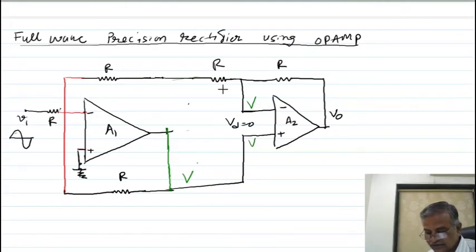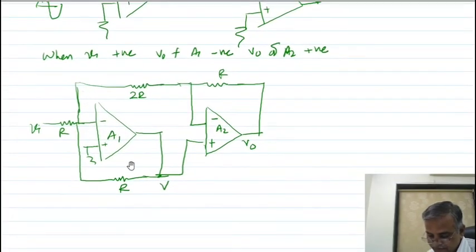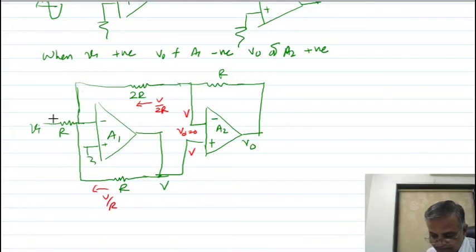So what is the current in this direction? V upon total resistance 2R. What is the current here? Vi by R. What is the current? V by R. So I am showing that. Look here. This current is V by 2R. This is V voltage because differential is 0. So we have taken V voltage. This current is V by R. This current is Vi upon R.